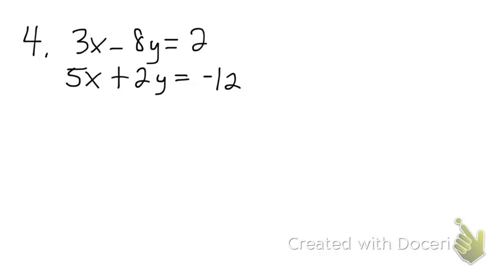Now notice with the 3x and the 5x, I can't really multiply the 3x times something to get a negative 5x, because again, I'm trying to create opposites. But if you look at the y's, notice it would be really nice if I could make that 2y into an 8y, because then I would have opposites. Well, we're just going to go ahead and just rewrite the first equation. We'll multiply the second equation by 4.